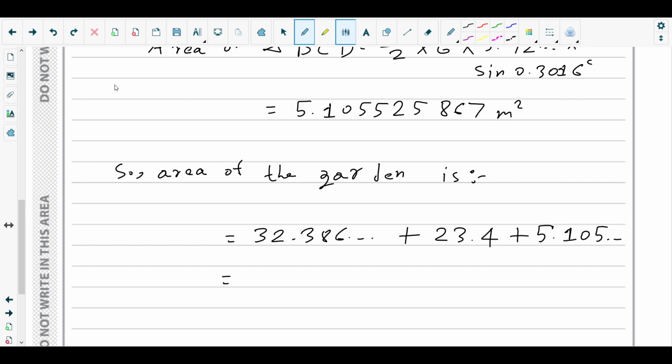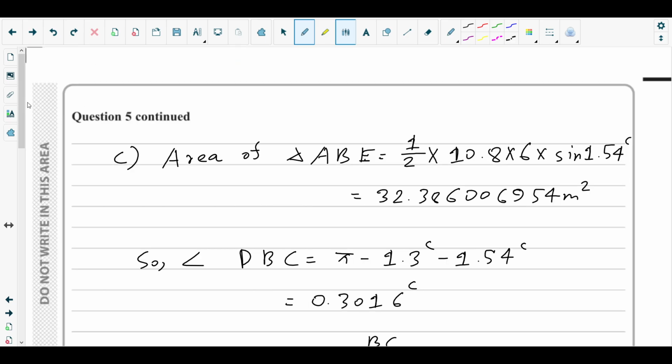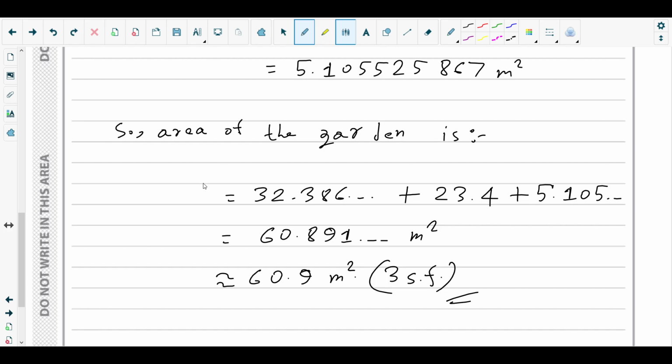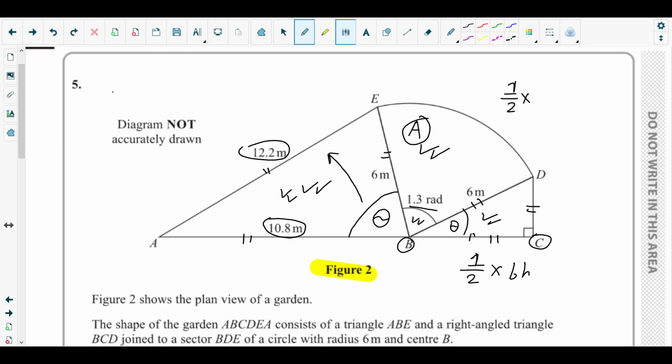They wanted 2 decimal places. Oh, sorry, 3 significant figures. So in that case, the value we got is 60.891 something meters squared. Up to 3 significant figures, that would be 60.9 meters squared. That's it. And this is all about question number 5 from the May 2024 P1 paper. That's it.